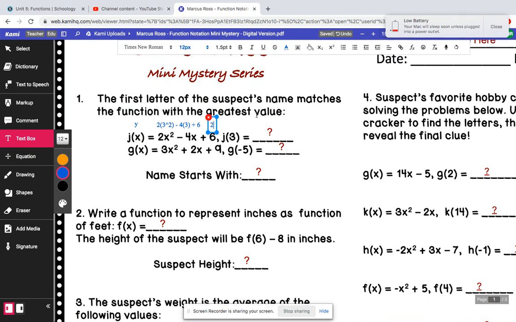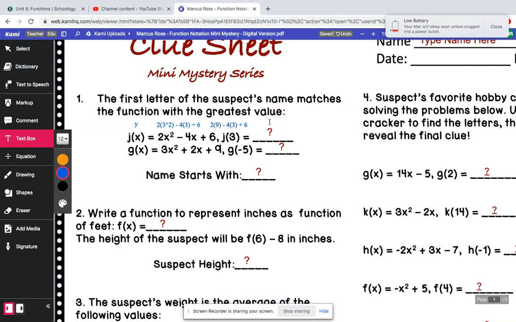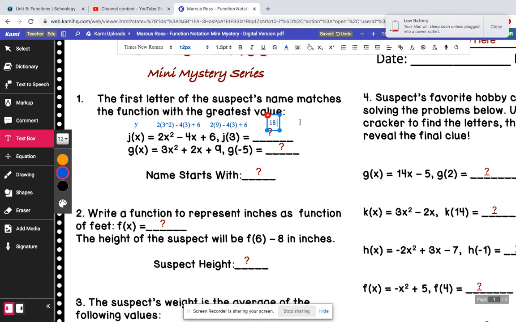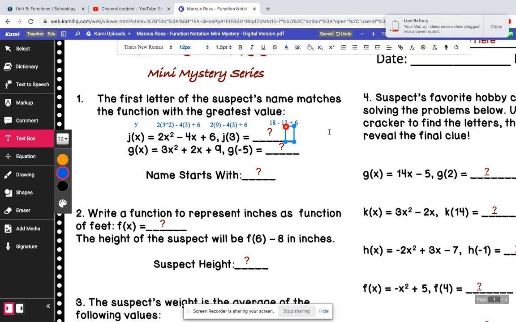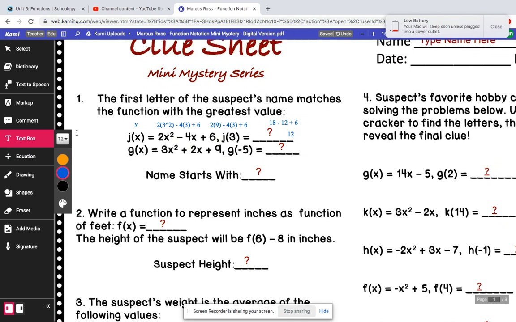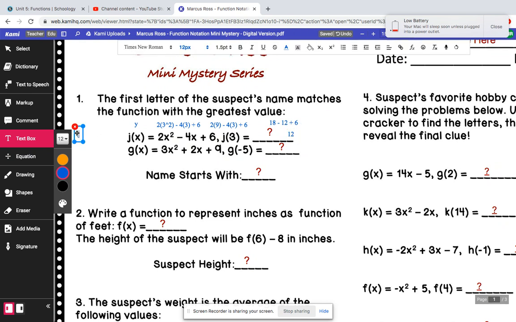So first we need to do exponents. So 3 times 3 is going to give me 9, minus 4 times 3, plus 6. Okay. 2 times 9 is going to give me 18, minus 4 times 3 is going to give me 12, plus 6. 18 minus 12 is going to be 6. 6 plus 6 is going to be 12. So my answer for this first problem is 12. So my coordinates for this would be when x is 3, y is 12.